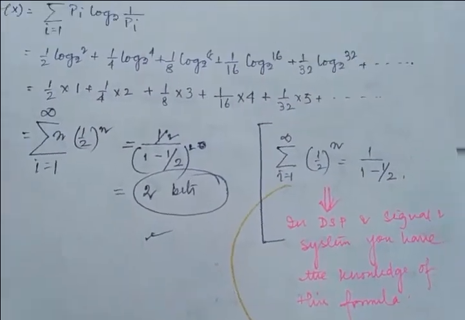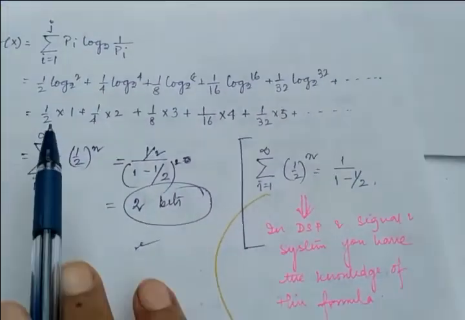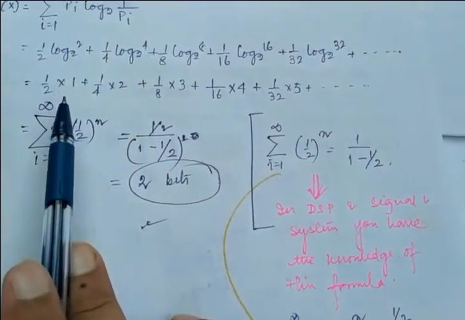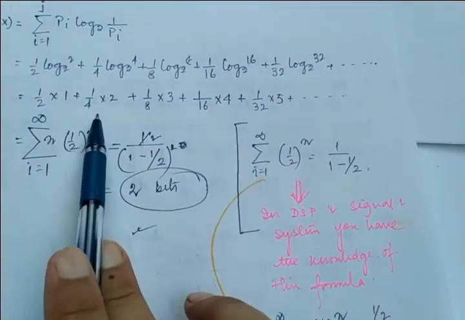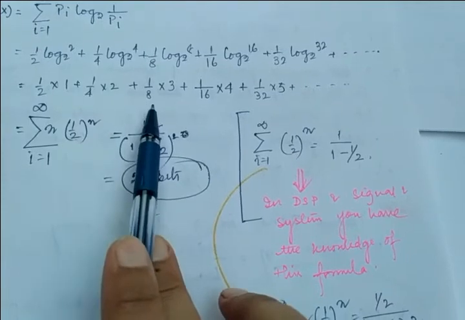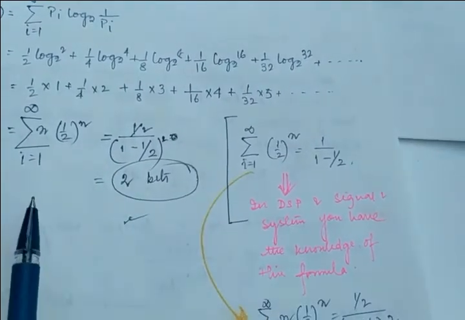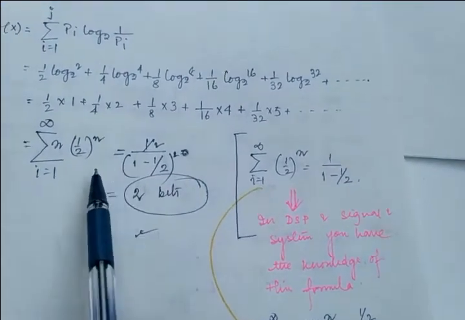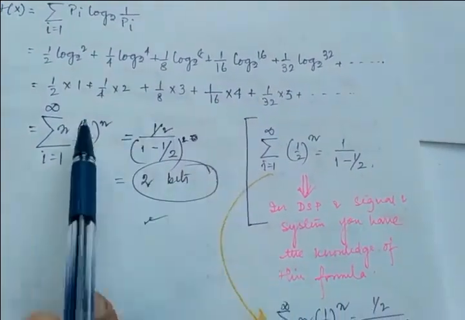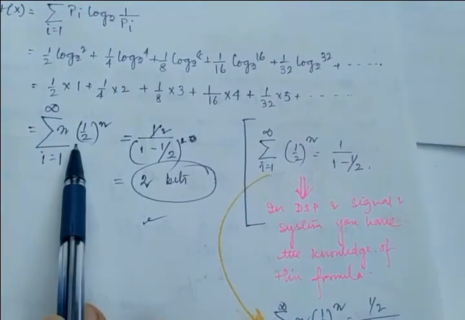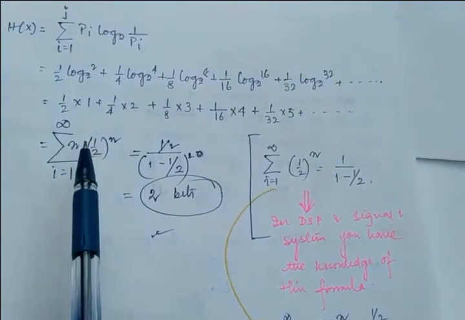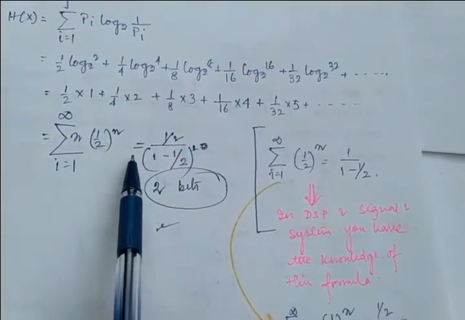After this line, this has become 1/2 into 1, 1/4 into 2, 1/8 into 3, 1/16 into 4 and so on, right? So we can represent this equation in terms of n into (1/2)^n. Please check whether it will be applicable or not.